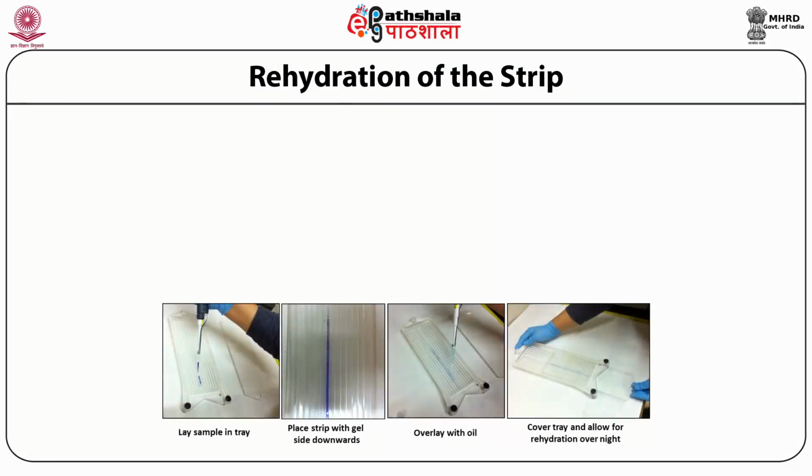After the proteins have been solubilized, the next step involves pushing this protein solution into the IPG strip. The IPG strips are dry, therefore the process of subjecting them to the protein solution is called rehydration of the strip.